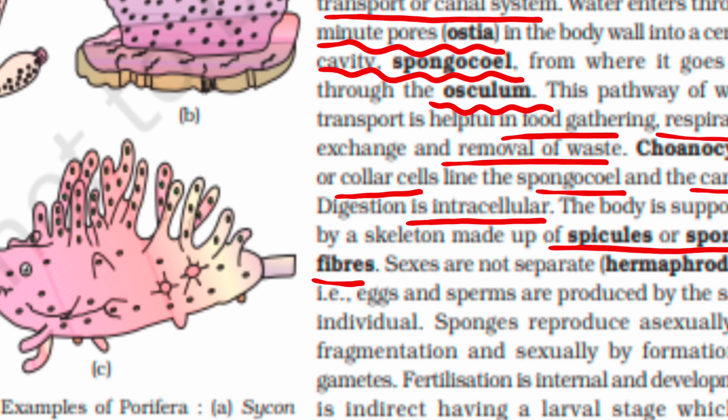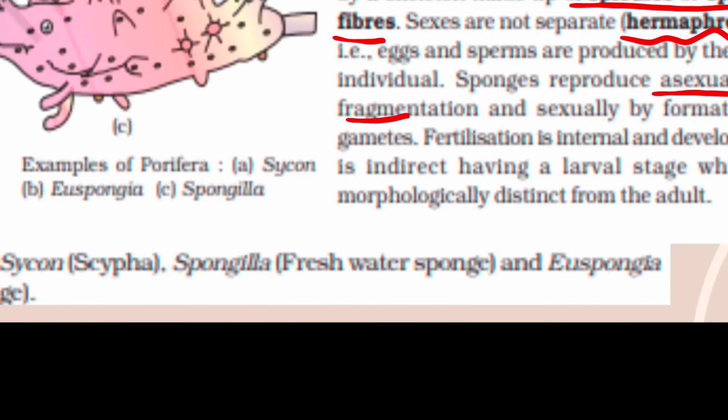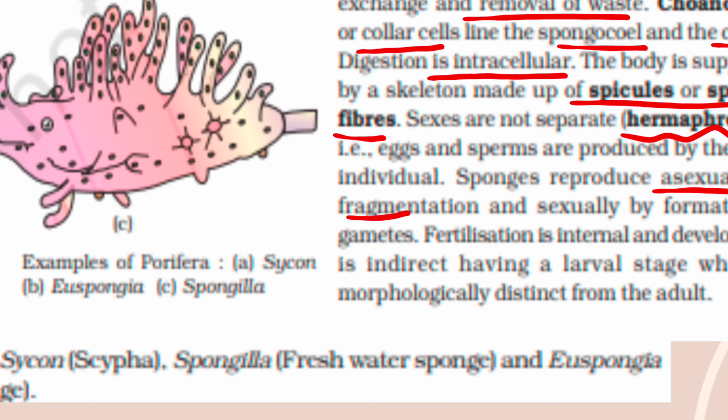Sexes are not separate, which means hermaphrodite. Sponges reproduce asexually by fragmentation and sexually by formation of gametes. Fertilization is internal and development is indirect. Indirect development means it has a larval stage which is morphologically distinct from the adult.